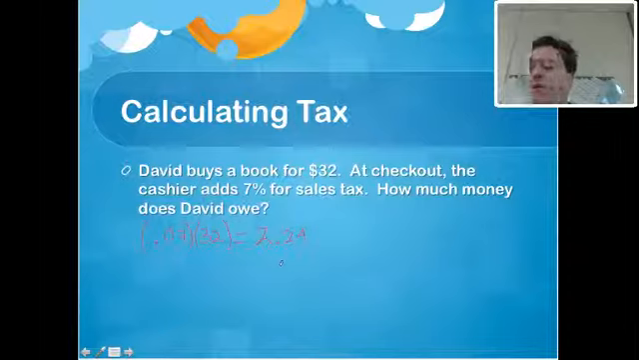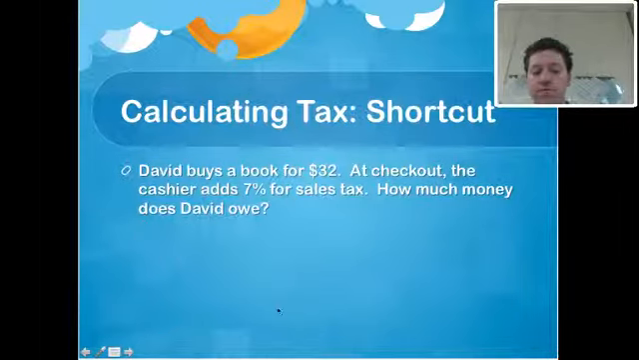Now, is that how much he owes for the book? No. That would be wonderful, not so fortunate. That's how much tax is added on. So what we still need to take is $32 that the book originally cost and add that on, so now we have $34.24. So percent as a decimal times the initial principal gives us the tax that's added on to the original, giving us our final price.